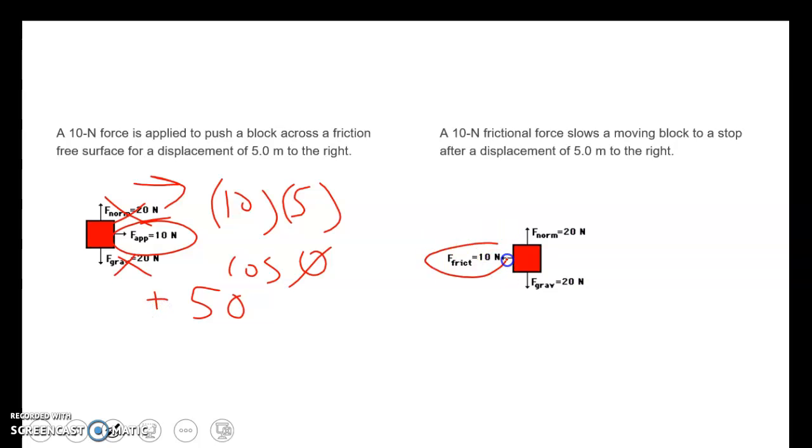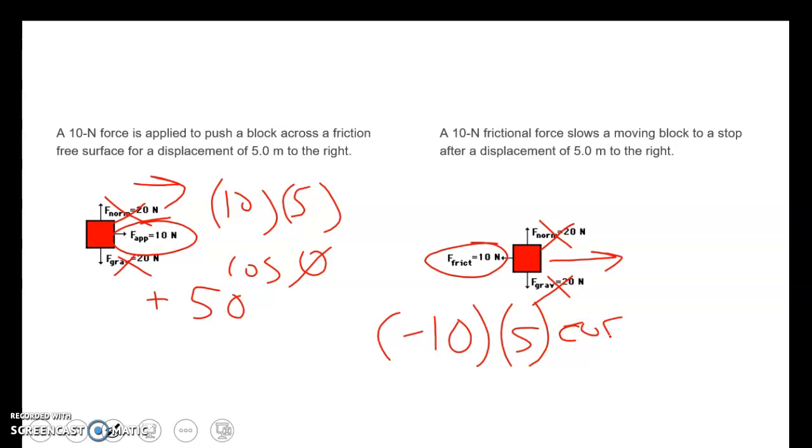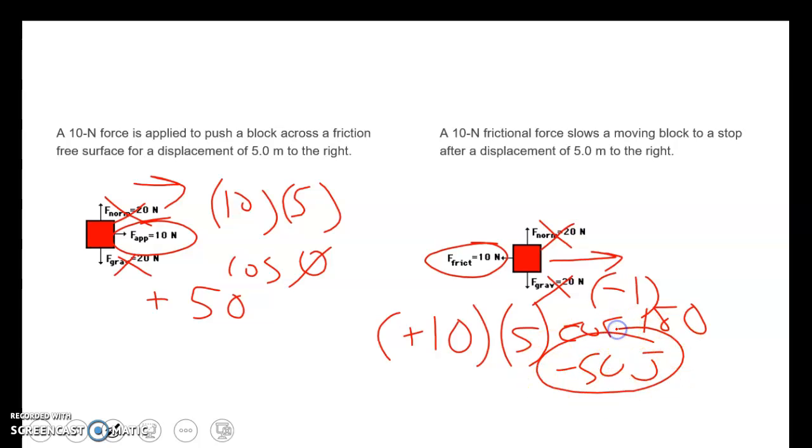We have a frictional force going backwards in this case, but again, it's displacing to the right. These two are 90 degrees, so they don't count. The only force we're worried about is our 10, but since it's going left, it's going to be negative 10 times 5, and actually it's going to be positive 10 times 5 times the cosine of 180, and that's where our negative comes in. That gives us negative 1. So 10 times 5 times negative 1 is negative 50 joules.